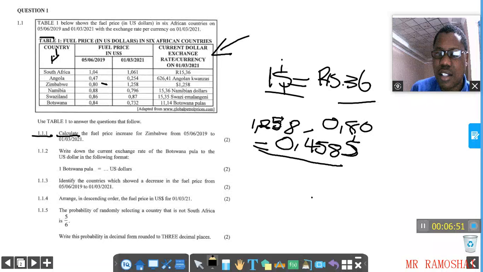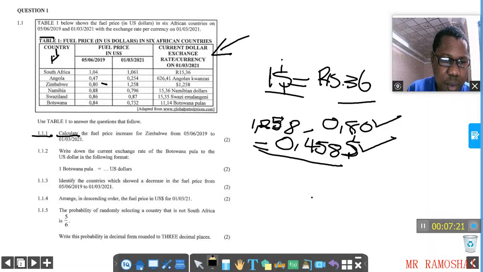dollars, because here we also have to be specific, right? So it has increased by 0,458 dollars from 0,80 to 1,258. This is how you are going to get your marks. You will get 1 mark for writing the final answer and 1 mark for subtracting, right? Then let's move on to the second one.